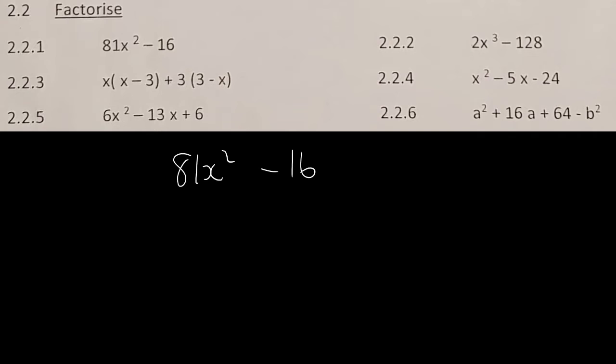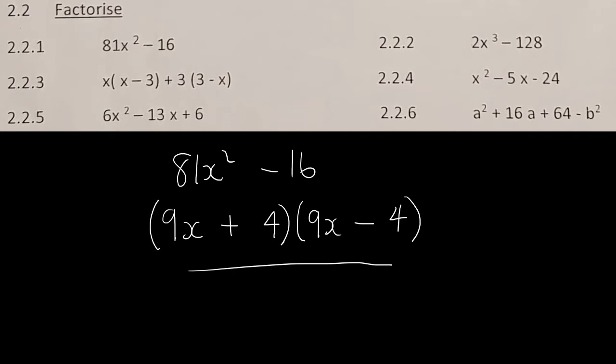So when it comes to factorizing, all we need to do is find our binomials on both sides, and we need to find the square root of each term. So the square root of 81 is 9. The square root of x squared is x, and the square root of 16 is 4. We write the same thing on this side, right? And all we need to do is one takes a plus and one takes a minus, and that becomes my answer.